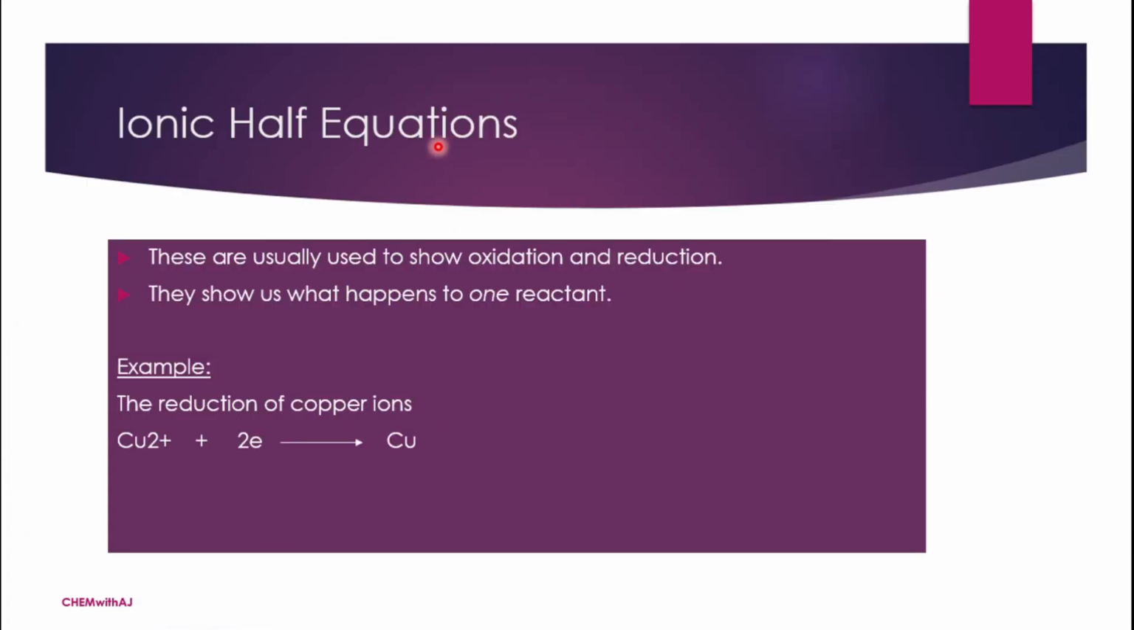Next, ionic half equations. These are usually used to show oxidation and reduction, and they show us what happens to only one reactant. So for example, the reduction of copper ions: here we can see Cu2+ gains 2 electrons to form a copper atom. So reduction is the gain of electrons.